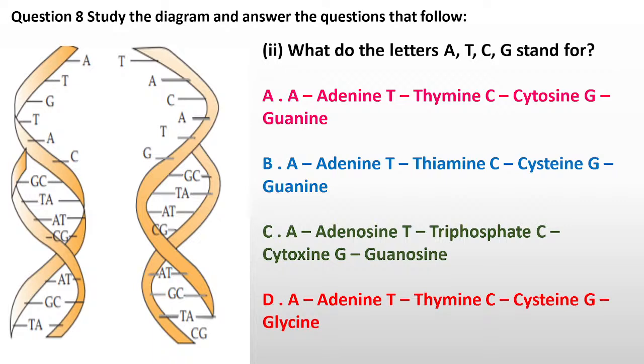The correct answer for this question is A. A for adenine, T for thymine, C for cytosine, G for guanine. Please remember these are the four nitrogenous bases.